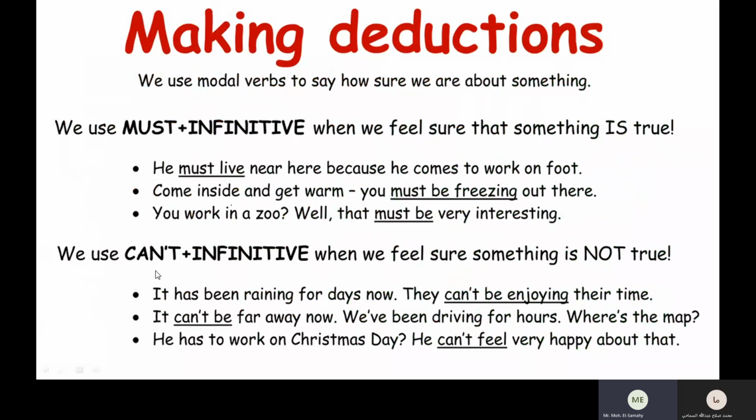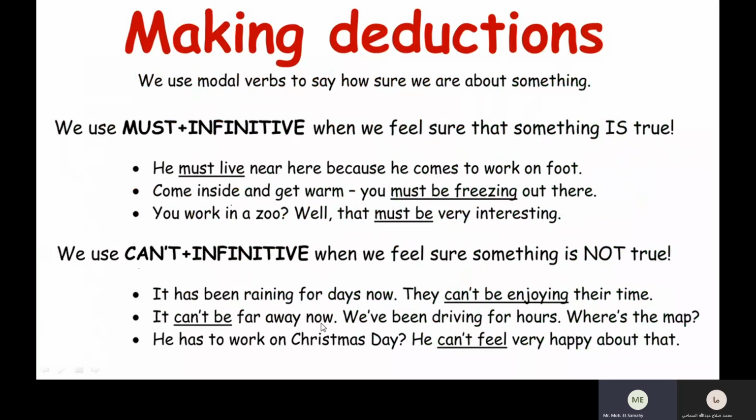We use can't plus infinitive when we feel sure something is not true, and in the present, of course. It has been raining for days now. They can't be enjoying their time. Can't be enjoying, of course, because it has been raining. But this is outside of, I think, because here in our countries we like raining. Raining is the best time of the year.